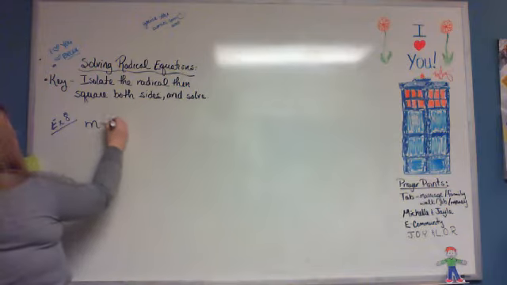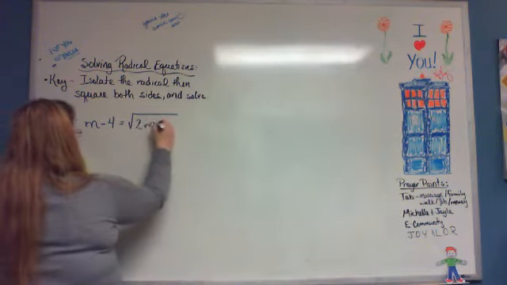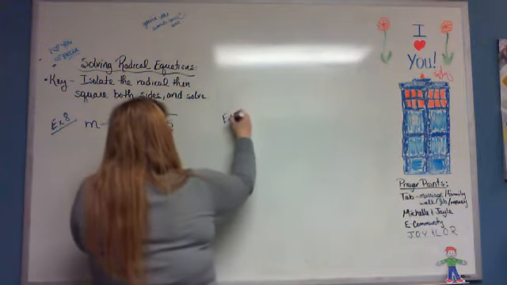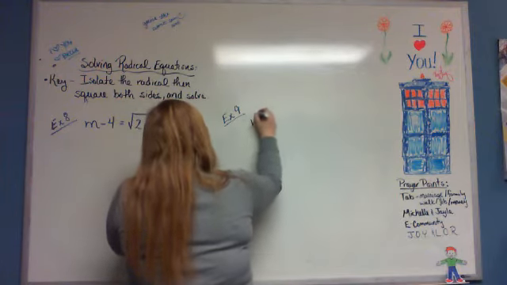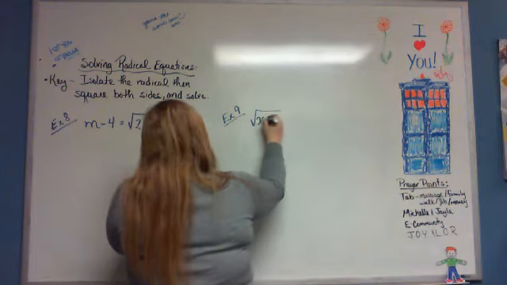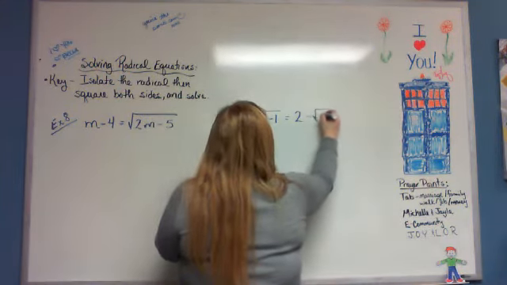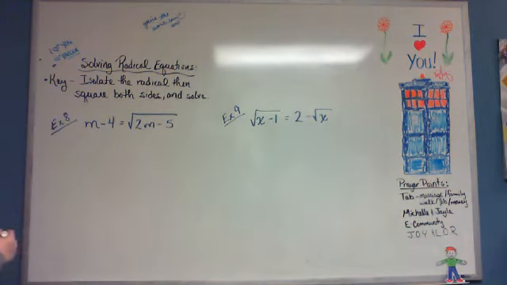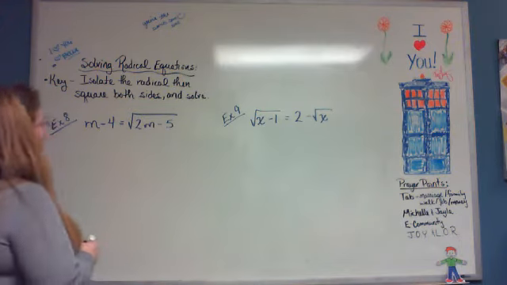Example 8: m minus 4 equals the square root of 2m minus 5. And the square root of x minus 1 equals 2 minus the square root of x. Because I need to get one in there. Normally, I'd tell you to go ahead and try it on your own, but I have a feeling you'd make a mistake, so I'm going to help you with it.